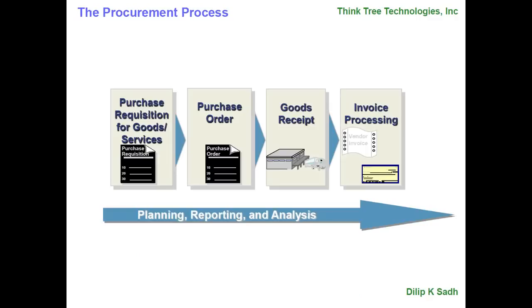In order for us to follow those 8-step process, we have these 4 major documents: purchase requisition, purchase order, good receipt, invoice verification. These are the 4 main documents in SAP purchasing. Along with these 4 documents goes planning, reporting, analysis.